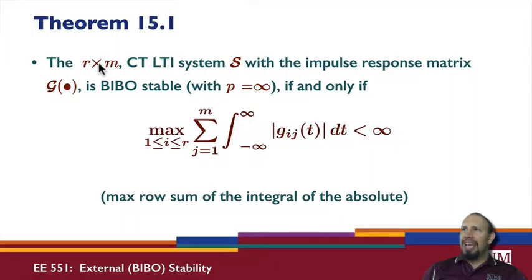The BIBO theorem says that if I have this r by m continuous time LTI system, actually we can use the same theorem for discrete time as well, but S with impulse response matrix G, this system is BIBO stable if and only if we have this condition satisfied. Wow, is that a formula or what? So it's the maximum over i, the sum over j, the integral from minus infinity to infinity of the magnitude of g ij of t dt. If this is finite, then our system is BIBO stable.